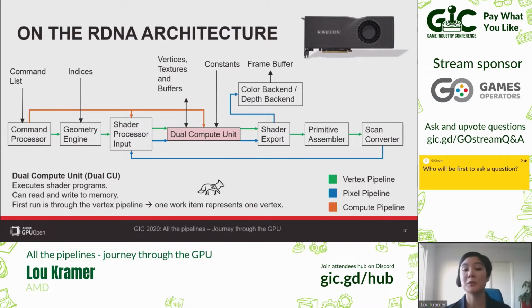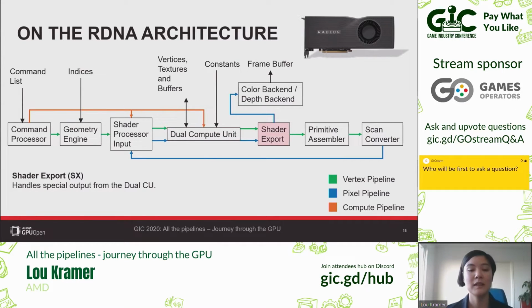So it can write to textures, it can write to buffers if you want to. And then additionally to this writing to memory, it also exports specific kind of data. So when we go through the vertex pipeline, it will export the position after the transformation, for example. And for this export, the shader export is responsible. And as it says, it handles specific output from the dual compute unit, which is dependent on whether you're now on the vertex pipeline or on the pixel pipeline stage.